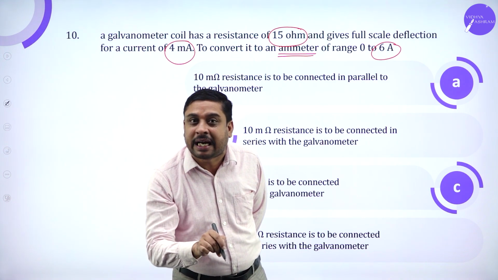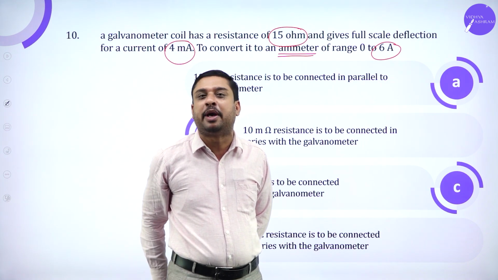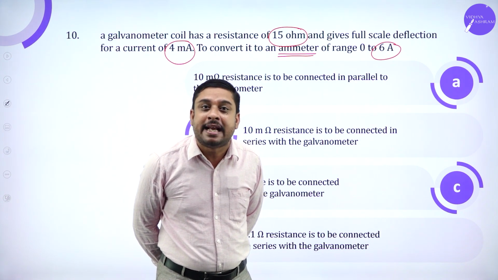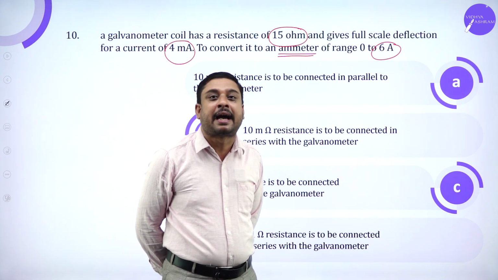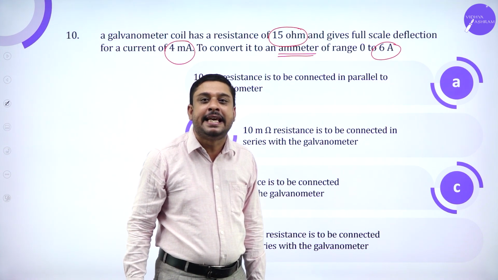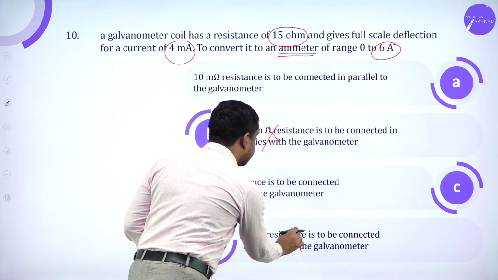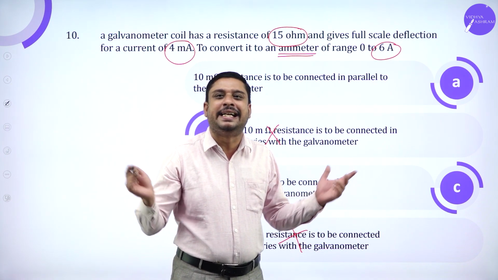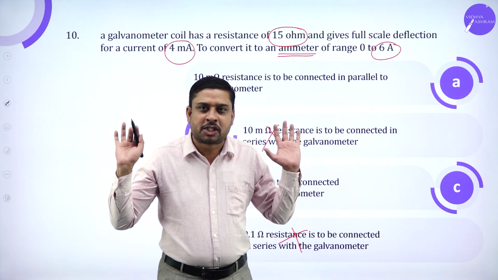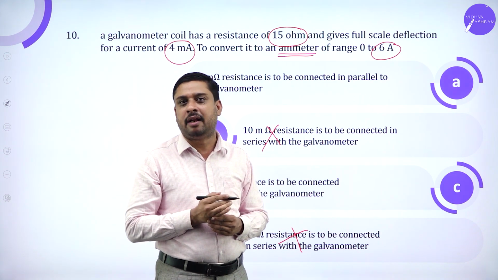To convert a voltmeter, a high resistance has to be connected in series. To convert an ammeter, a low resistance has to be connected in parallel. Which means wherever the option says in series, that is waved off. You can see a series here, you can see a series here. Option B and D are waved off. Now I come to know the small resistance has to be connected in parallel.